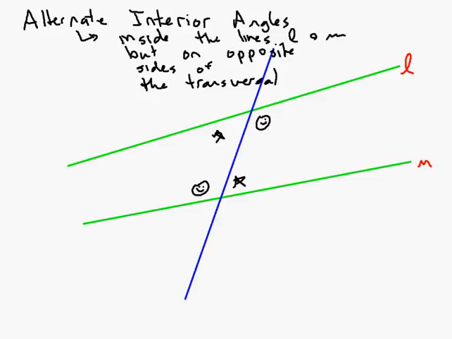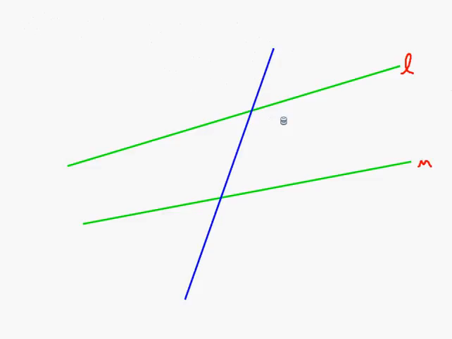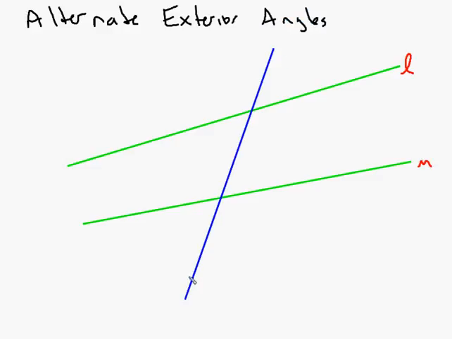Okay, any questions on alternate interior angles? Okay? Going on to the next term. Alternate exterior angles. Just by going with the opposite of what interior are, these are outside the lines and on opposite sides of the transversal.